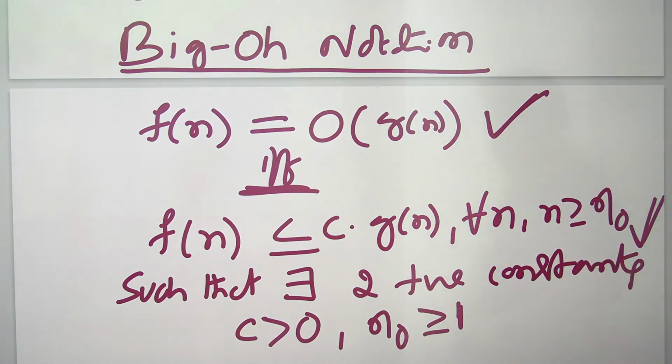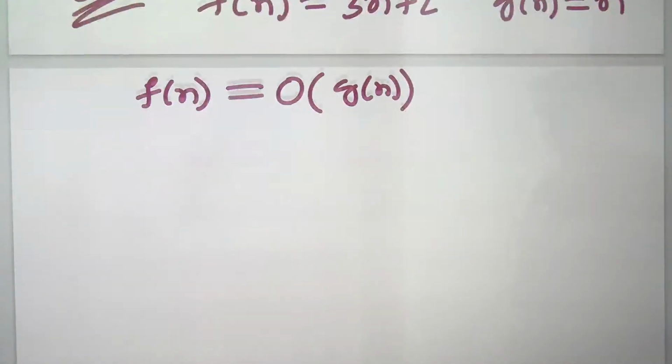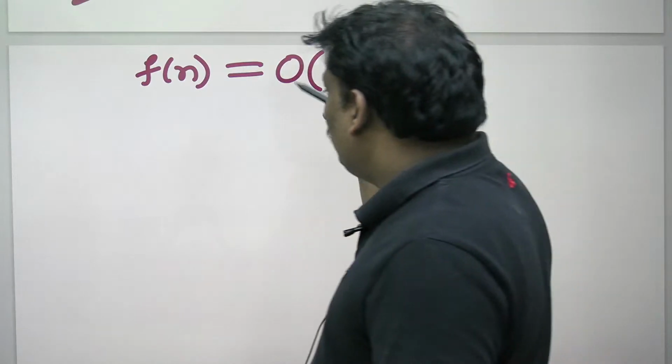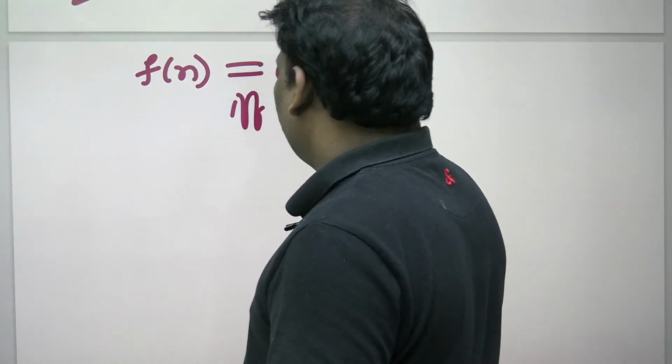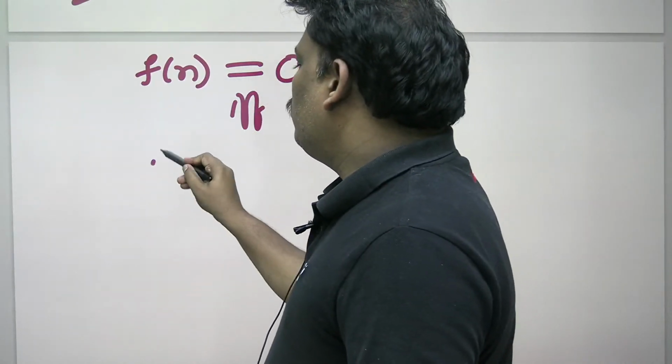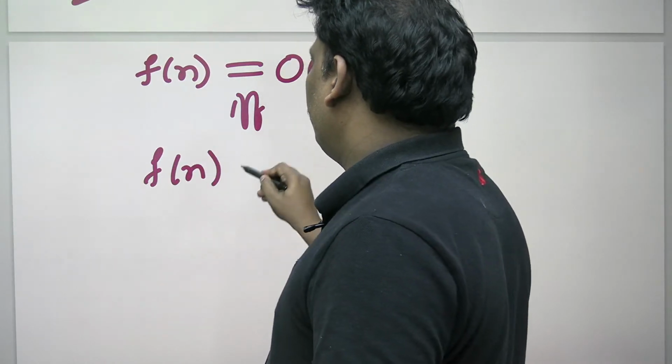See the below definition. F of n less than or equal to some c into g of n for all n where n is greater than or equal to n0, such that there exist two positive constants c greater than 0, n0 greater than or equal to 1. I am writing now. If and only if, you have to satisfy this condition.